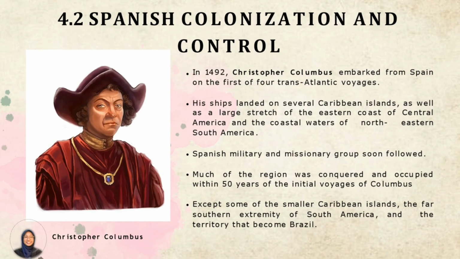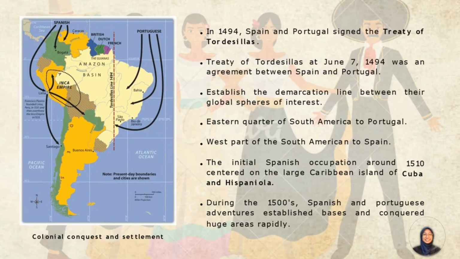Much of the region was conquered and occupied within 15 years of the initial voyage of Columbus, except for some of the smaller Caribbean islands, the far southern extremity of South America, and the territory that became Brazil. In 1494, Spain and Portugal signed the Treaty of Tordesillas, an agreement that established the demarcation line between their global spheres of interest: the eastern quarter of South America to Portugal, the west part of South America to Spain.